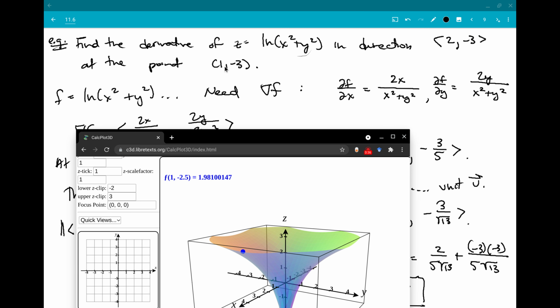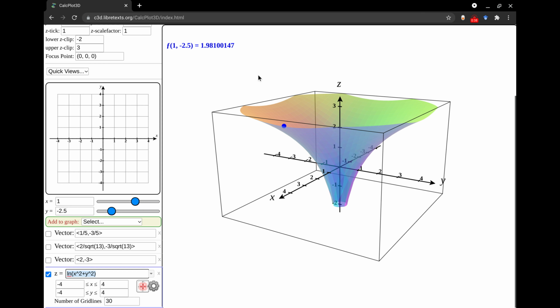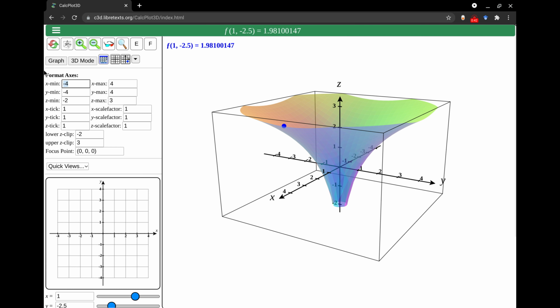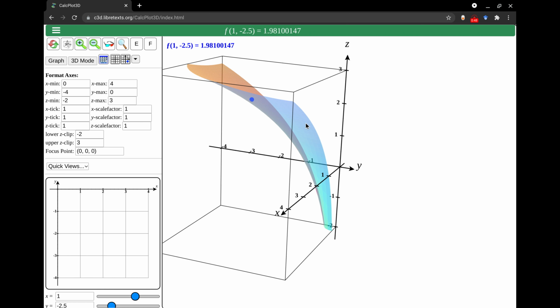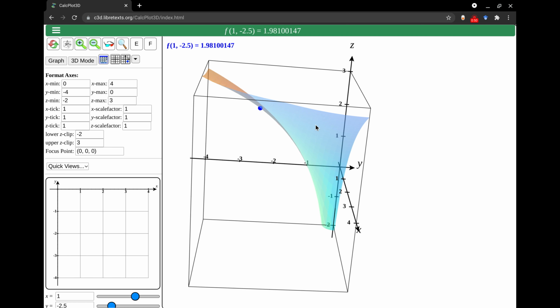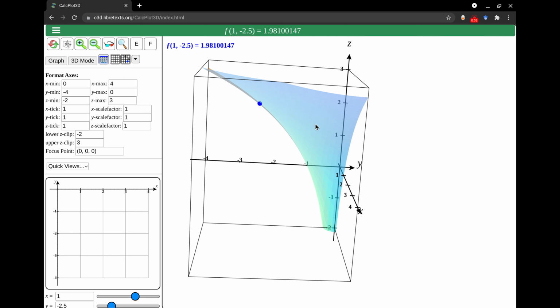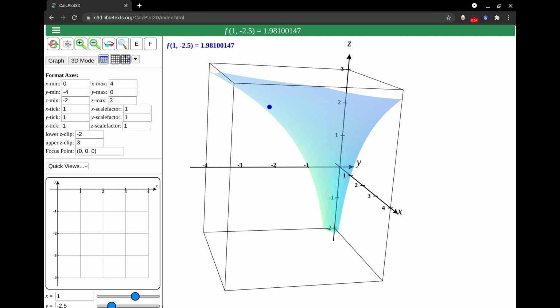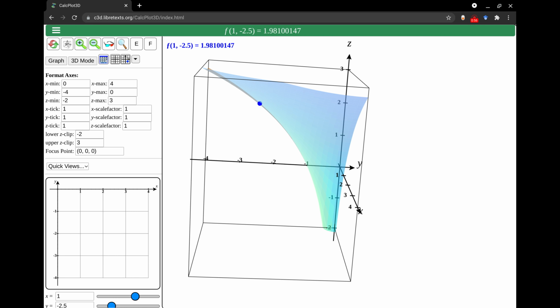We cared about the point (1, -3). So what I'm actually going to do is change our view real quick to go 0 to 4 and -4 to 0. That way we're just looking at that specific portion of the graph that contains the point (1, -3).